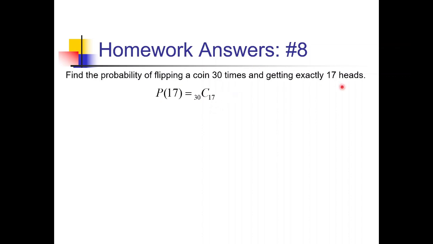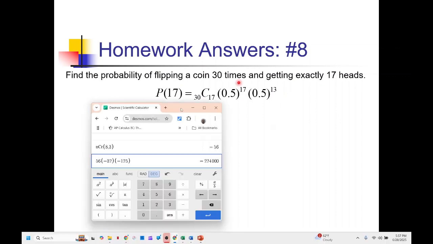If we want heads, we need a 0.5 for the probability, and that's getting raised to the 17th because we want to get exactly 17 heads. Now we multiply this by the probability of failure, which is also 0.5. It's just 1 minus whatever this one was. And that's being raised to the number of failures, 30 minus 17, which means we want to fail 13 times exactly. We'll just plug all this in the calculator now.